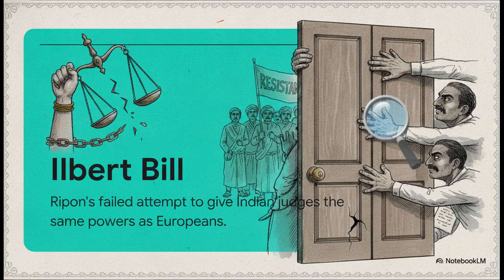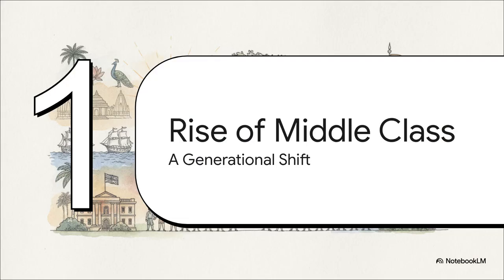For the Indian middle class watching this unfold, the lesson was crystal clear. Justice was never just going to be handed to them. Active, unified resistance was literally their only option left. Which brings us perfectly to Section 4, Rise of the Middle Class and a True Generational Shift.